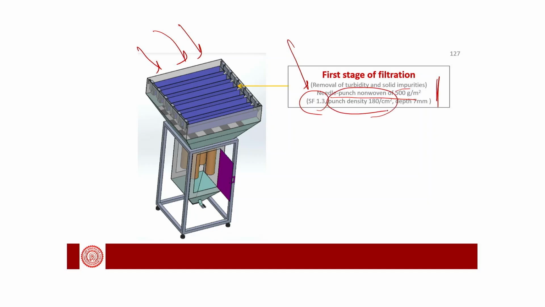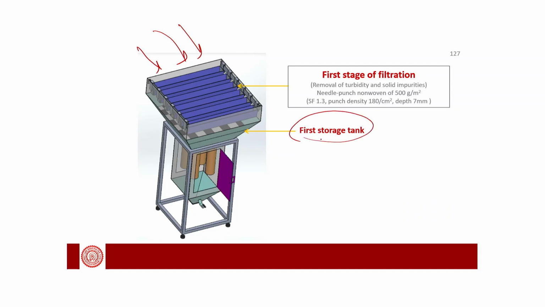The optimized punch density was 180 per square centimeter, and the depth of penetration was 7 millimeters. With this combination we have developed the fine nanowire for first stage filtration, where the turbidity and solid impurities are removed through the wicking action, and this is the first stage.